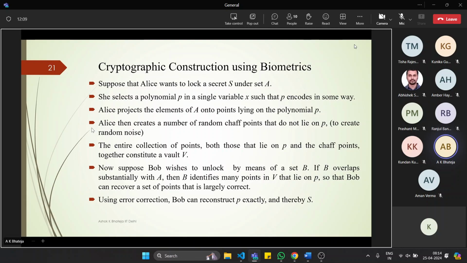So if the intersection between A and B is greater than some threshold value, only then it will be possible to reconstruct that polynomial. Otherwise, reconstruction of the polynomial is not possible. Unless Bob can reconstruct the polynomial, it is also not possible to find out the secret. So B identifies many points in V that lie on P, so that Bob can recover a set of points that is largely correct. So using error correction, Bob can reconstruct the polynomial P exactly and thereby can find the value of the secret S.